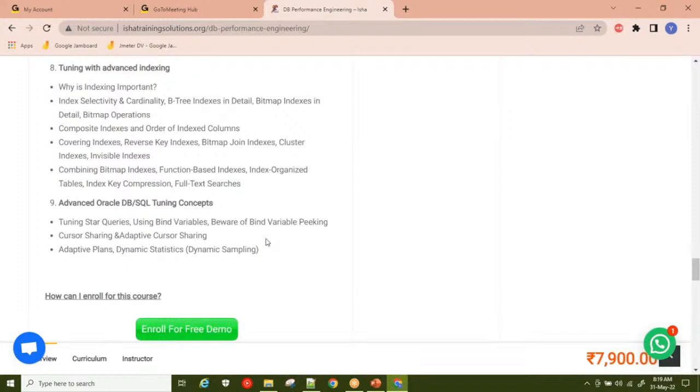Then once we know that, we will be moving on to see when you see a query, when will you decide whether a query is bad or good? That also we will see, like how to know by seeing the query. Okay, this query is not performing well.